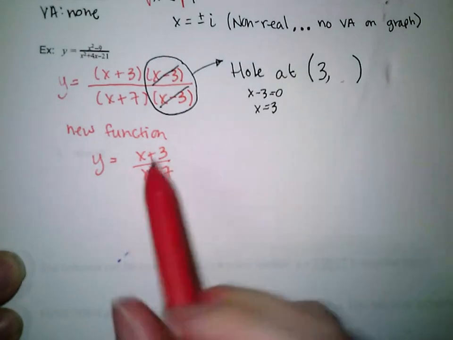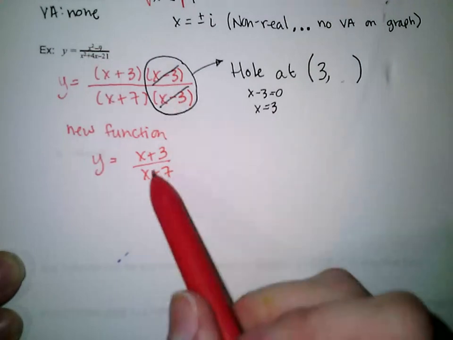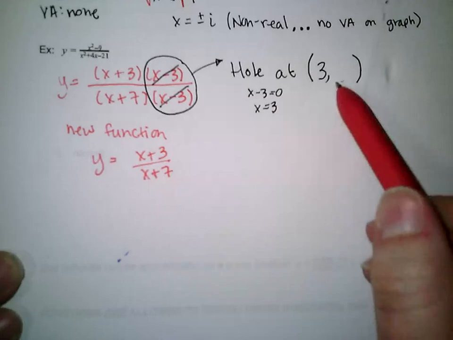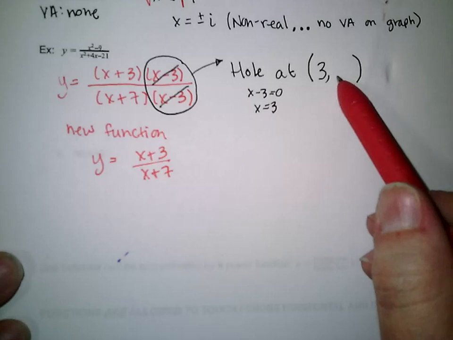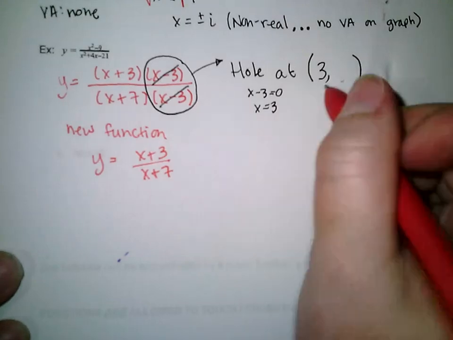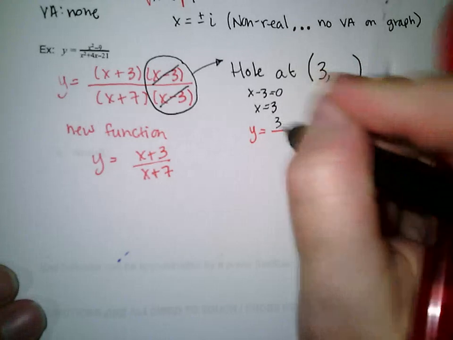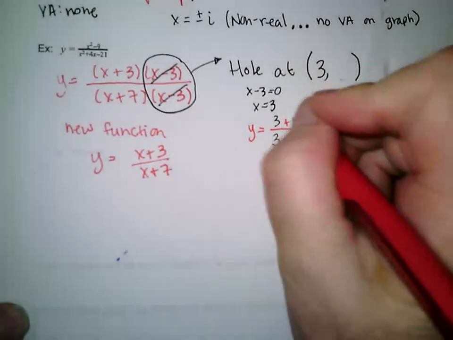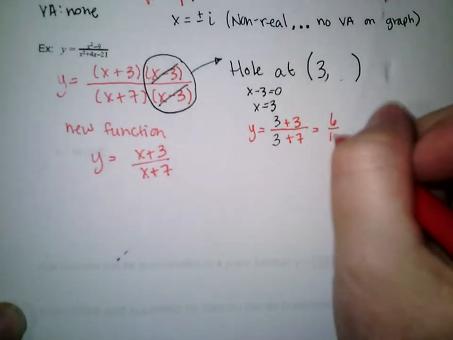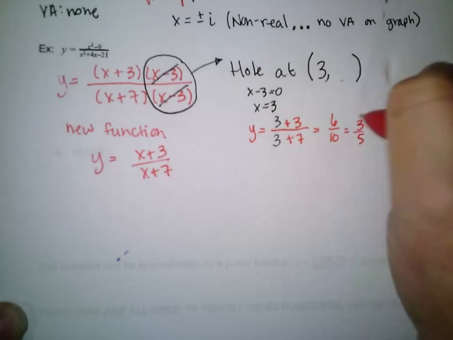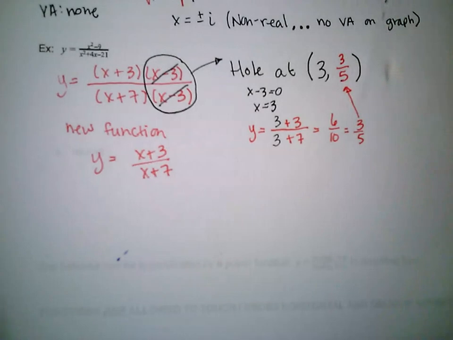So what this function is going to be is the same as the original function, except we took out the hole. So we should be able to graph this entire function, but when we put it on our graph paper, we're going to put a hole at an ordered pair here. So the ordered pair is y equals, we're going to replace 3 in for our x's. So 3 plus 3 over 3 plus 7. So that is what, 6/10 or 3/5. So the hole is going to be at 3 comma 3/5.